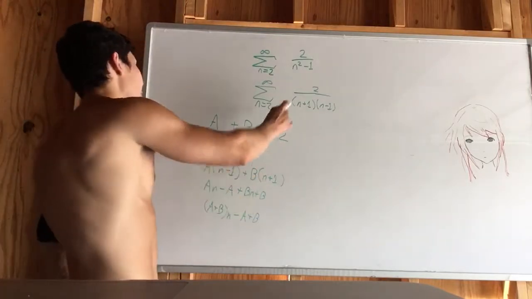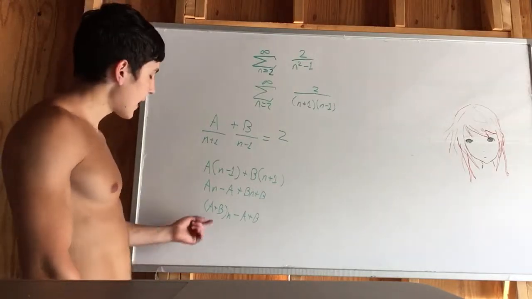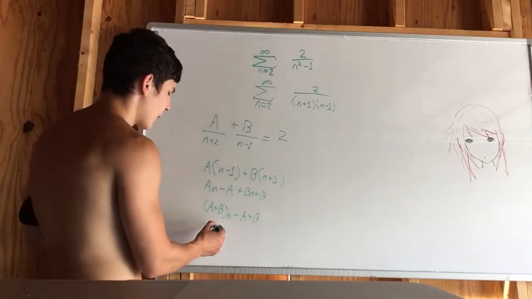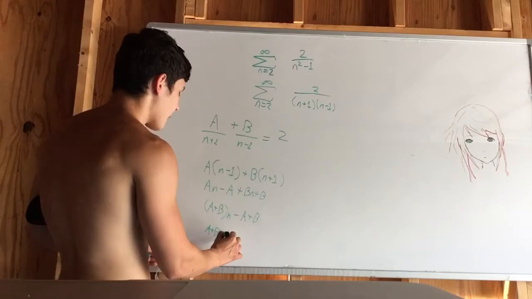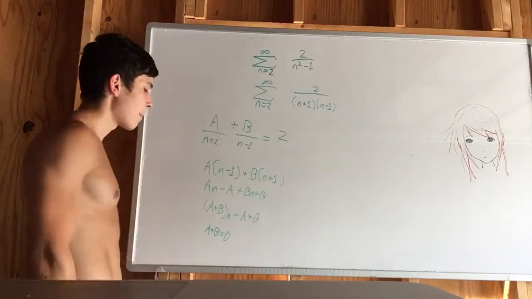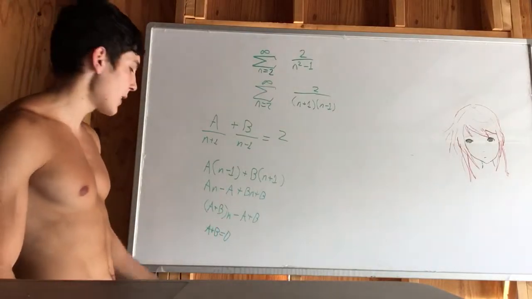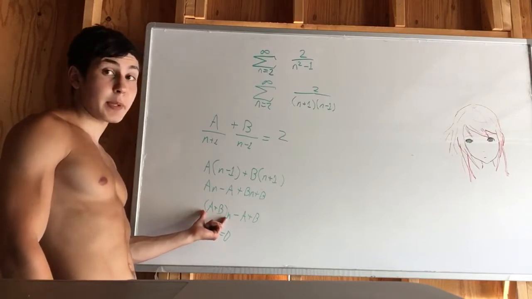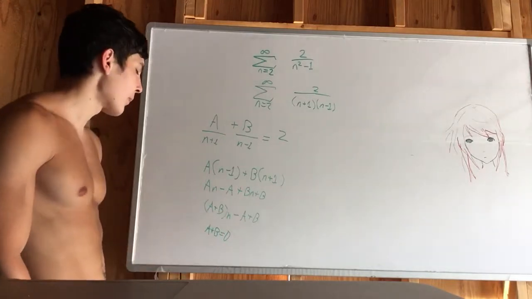So we look at our numerator. Our numerator doesn't have any n's. That means that A plus B must equal 0, because remember, this entire thing has to give us 2. And if this has an n, the only way to make that n go away is by multiplying by 0. And we know that this is the thing which is being multiplied to n. Therefore, A plus B must equal 0.